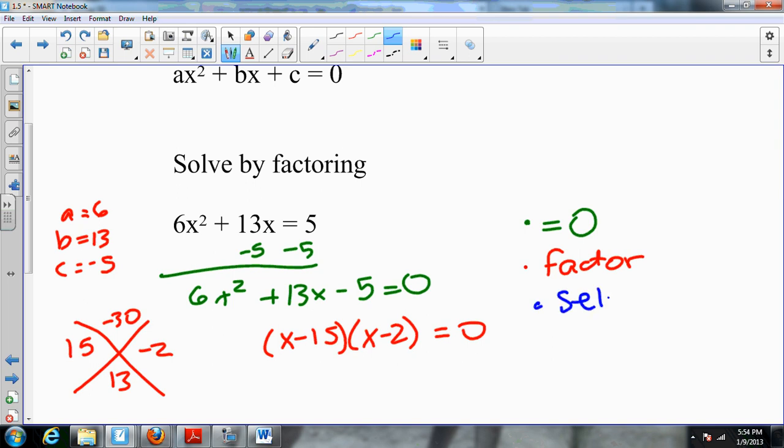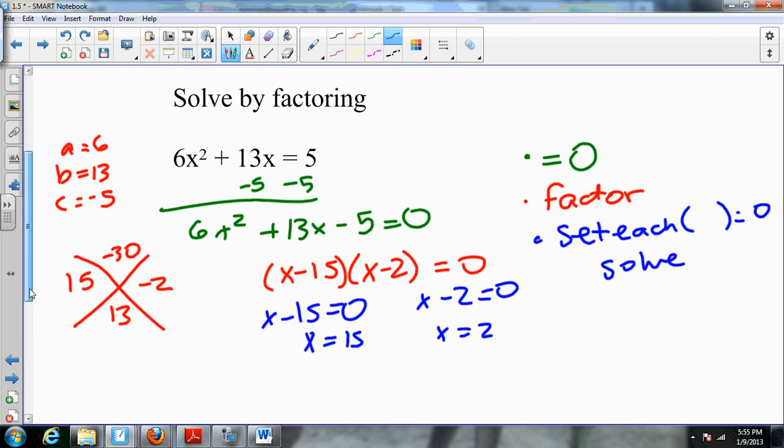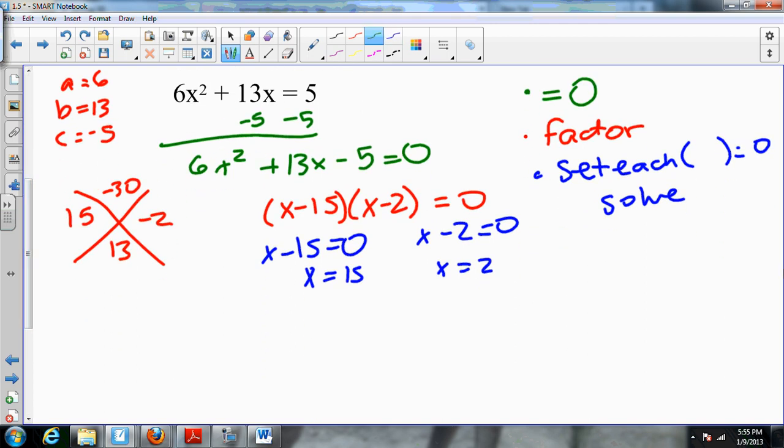Last step, we need to set each factor equal to 0 and solve. So we need to set x minus 15 equals 0, so x equals 15, and set x minus 2 equals 0, x equals 2. So we get x equals 15 and 2.